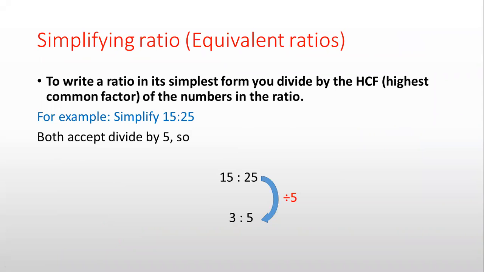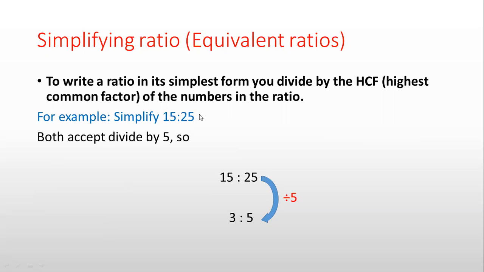If you need to simplify the ratio, to write the ratio in its simplest form, you have to divide by the HCF. If you remember in grade 6, I talked about the HCF, the highest common factor, of the terms in the ratio. For example, 15 to 25. This is the ratio.